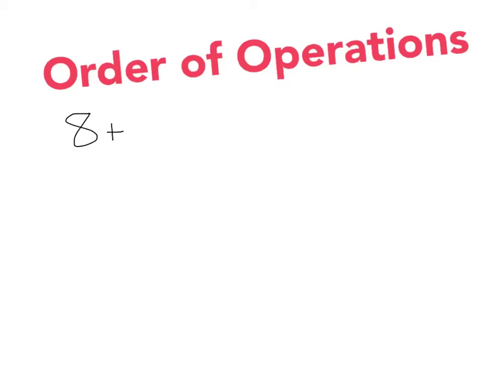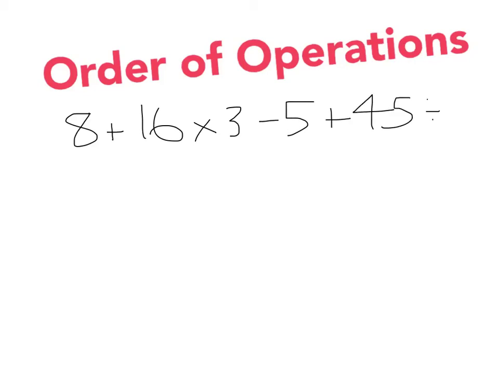8 plus 16 multiplied by 3 minus 5 plus 45 divided by 9. Whoa! Holy moly, that looks really big. Guess what? Each and every one of you will be able to do it. So, we start from the left and move our way to the right. Brackets. Do we have any? Nah. Cool. Okay, what's the next one? Orders. Do we have any orders? Any square roots or to the power ofs? Nah, don't have any of those. Brackets, orders, division. Do we have any division?